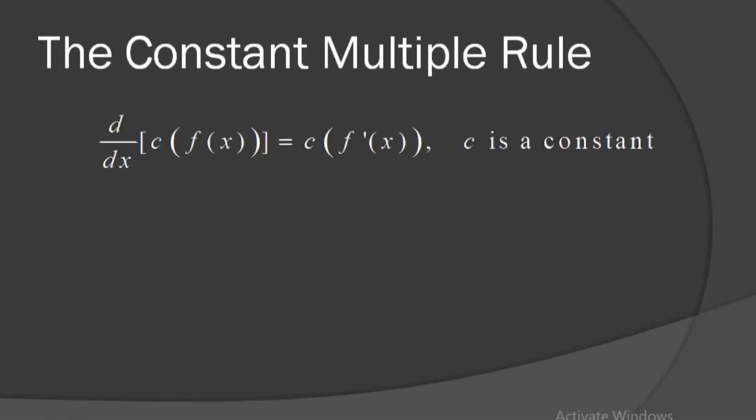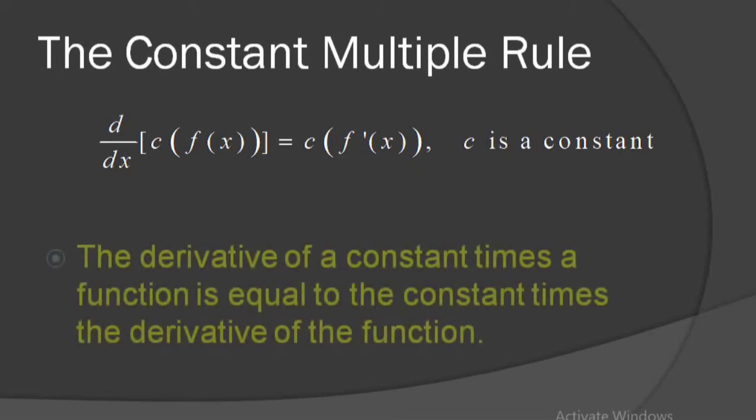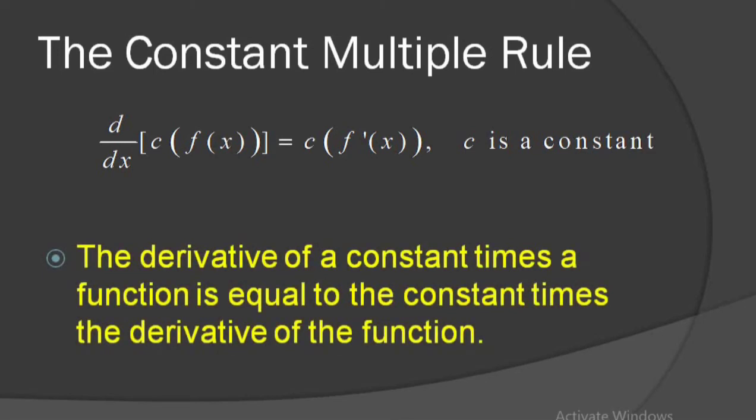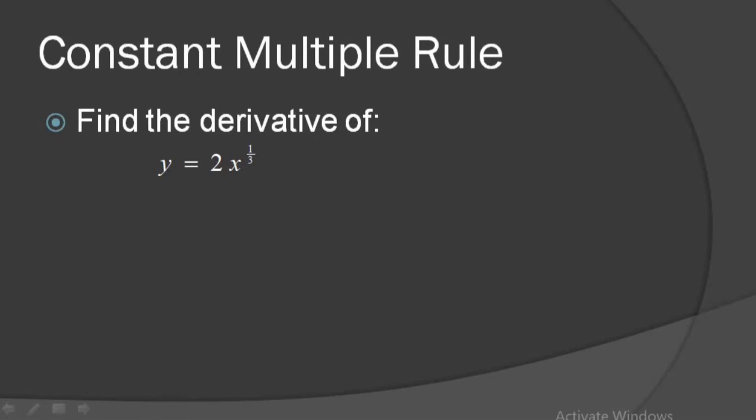The next rule is the constant multiple rule. The derivative of c into f of x with respect to x is c into f dash x, where c is a constant function. So we can say the derivative of a constant times a function is equal to the constant times the derivative of the function. Now we have to study the constant multiple rule. An example: to find the derivative of y is equal to 2 into x raised to 1 by 3. We can say 2 is the constant.